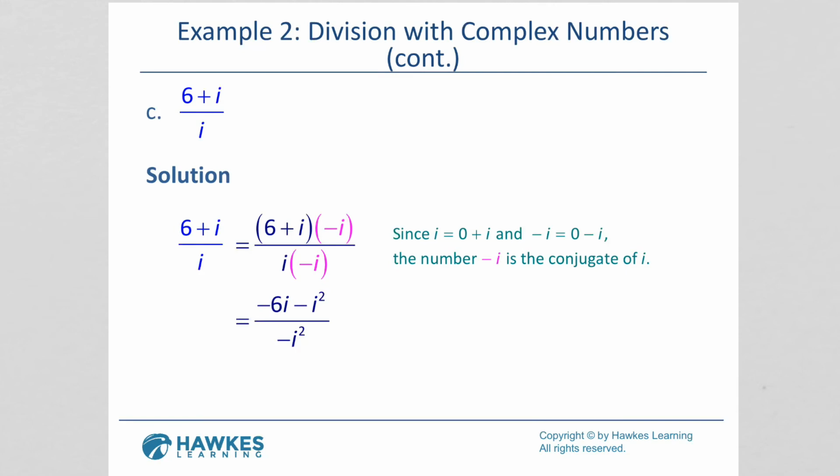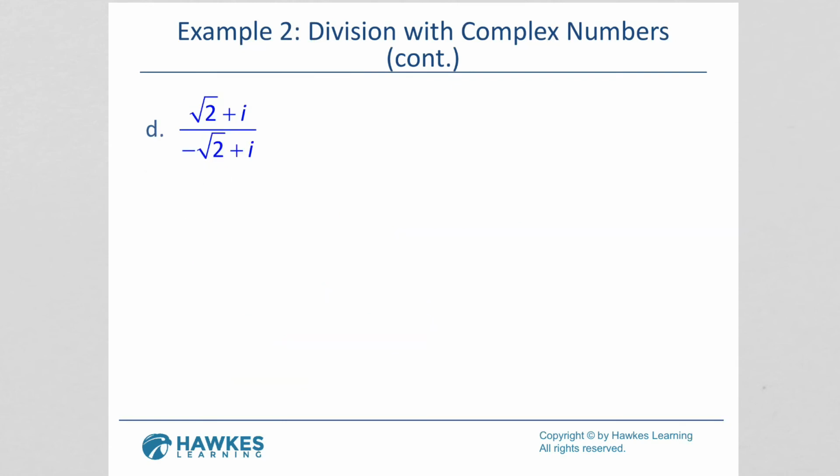So distributing in the numerator, I end up with negative 6i minus i squared over negative i squared in my denominator. In the numerator, that ends up being negative 6i plus 1, and in my denominator, it ends up being 1, because i squared is going to be negative 1, opposite of negative 1 is positive 1. So the solution here is 1 minus 6i when I break it apart. And again, you need to put it in standard form.